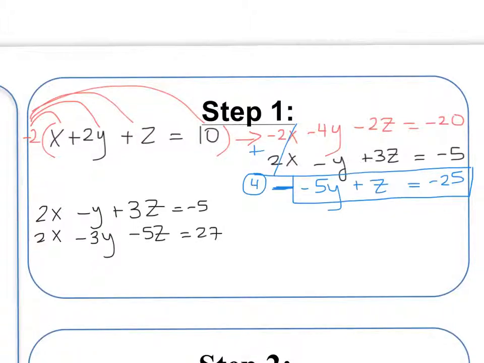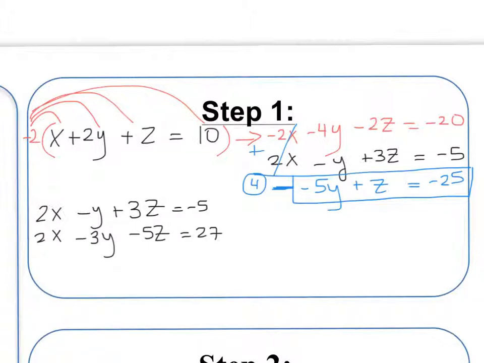Now keep in mind that you always need to eliminate the same variable. So if you combine two equations and eliminated x, you need to combine another two equations and eliminate the same variable. So in this case also x, because you want to end up with a system of two equations with two variables, and you want them to be the same variables.